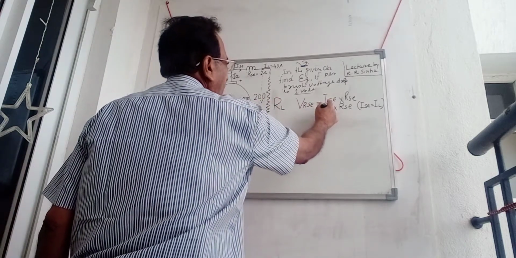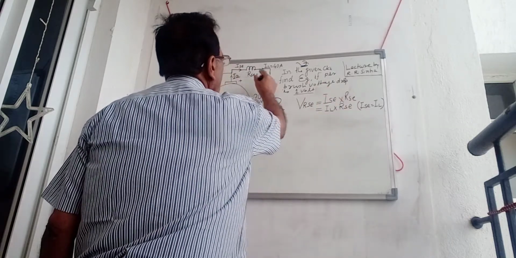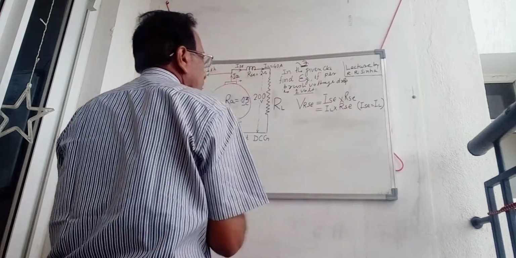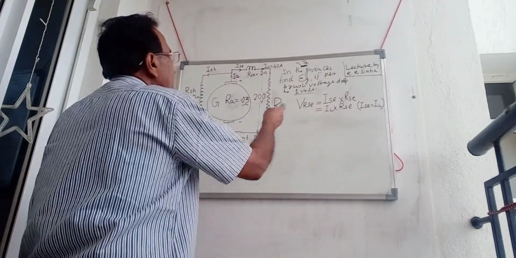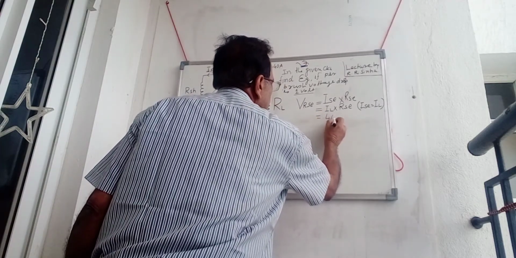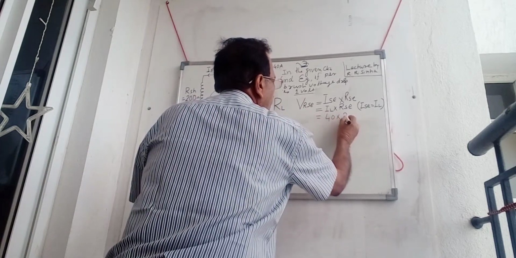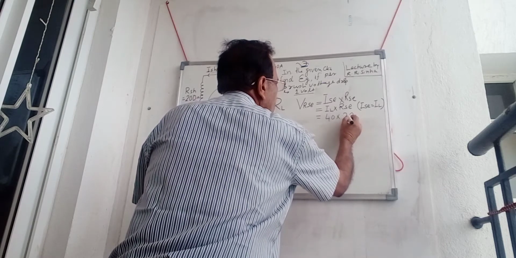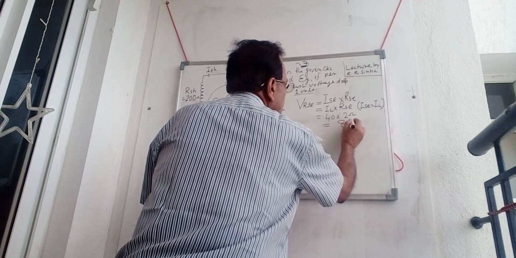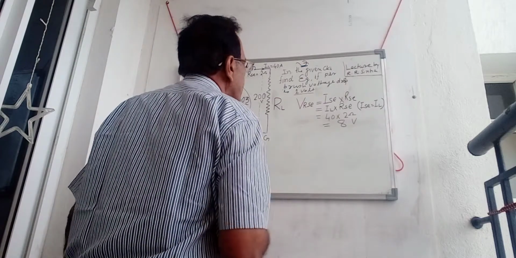VRSE is equal to ISE into RSE, and ISE and IL are equal. Therefore, IL into RSE. Now the value of IL is 40 ampere into RSE 0.2 ohm. So this is equal to 8 volt. VRSE equal to 8 volt.